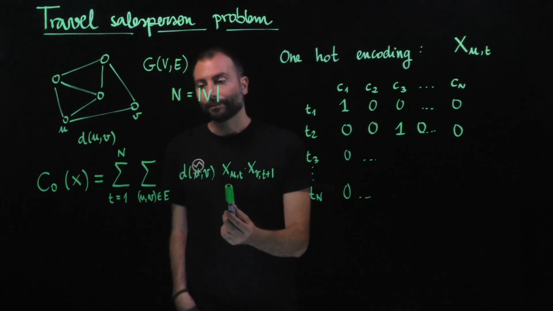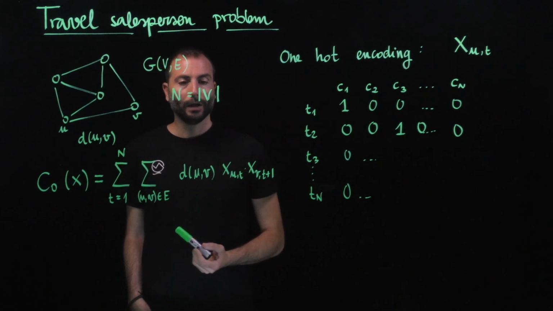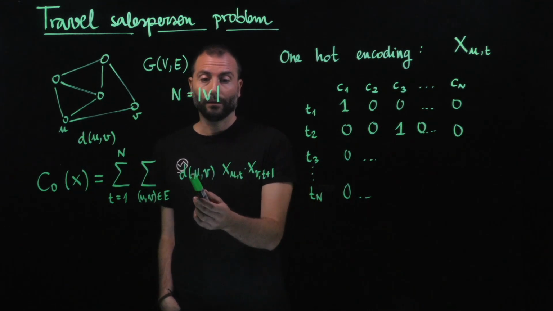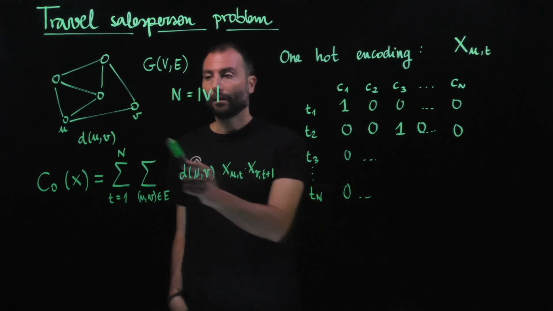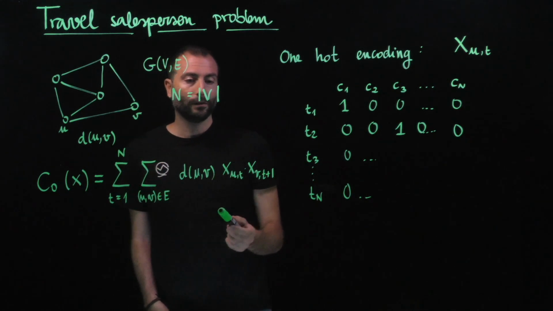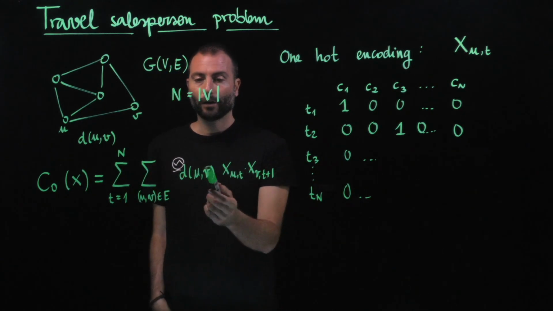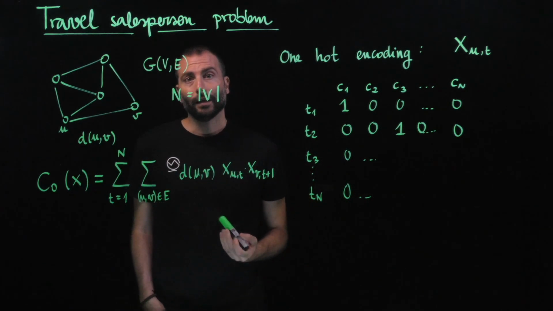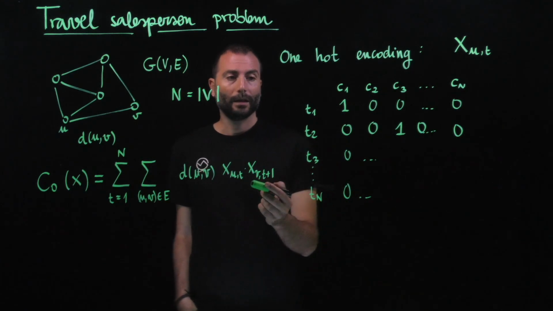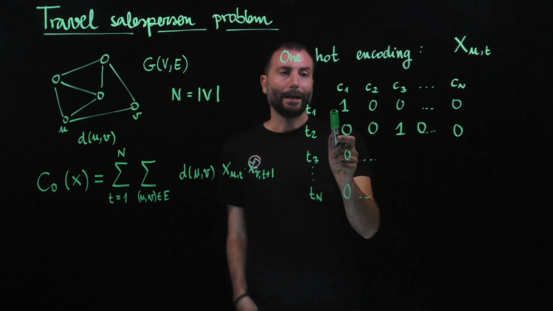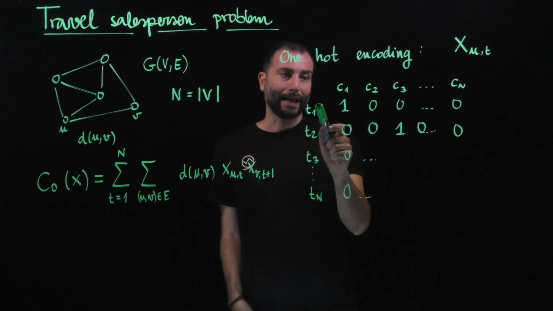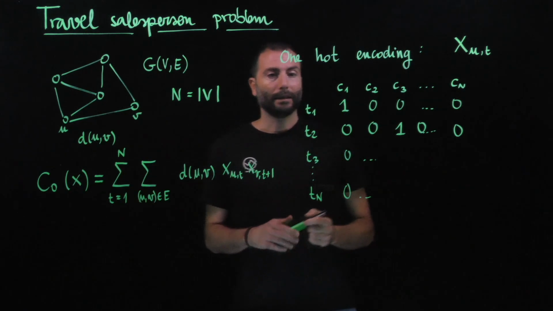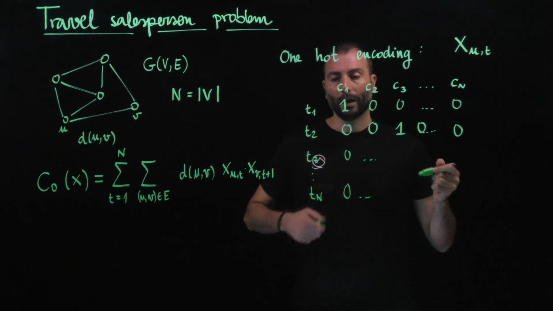But of course, this cost function is not good because it would allow, if we don't put any constraints, as all these quantities are positive, because these are distances, the minimum value of this function would be to just put zeros everywhere. So we need to specify some constraints that ensure that I'm somewhere at every instance of time, and that I go from one city to another one.